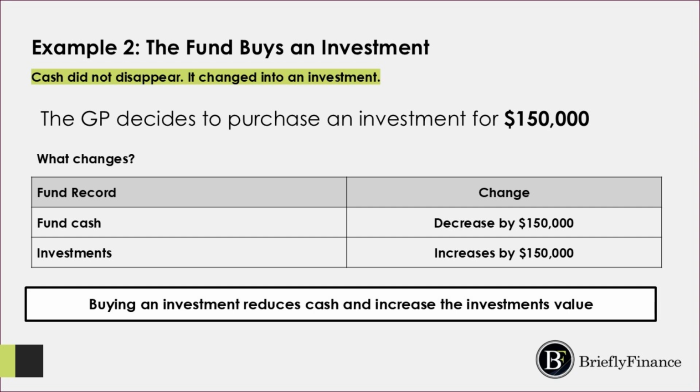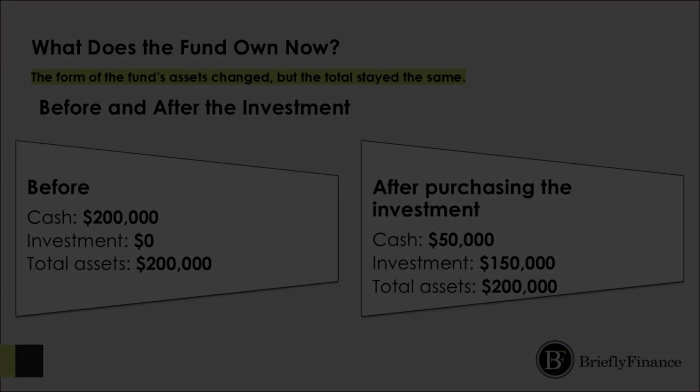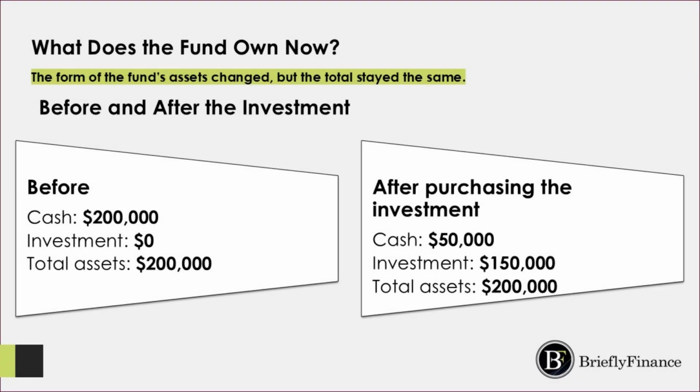This is an important idea. Buying an investment is not the same as paying an expense. The fund has exchanged one asset for another asset. Let's look at the before and after. Before the investment, the fund had $200,000 in cash and zero investments. After buying the investment, the fund has $50,000 in cash and $150,000 in investments. So the total assets are still $200,000.